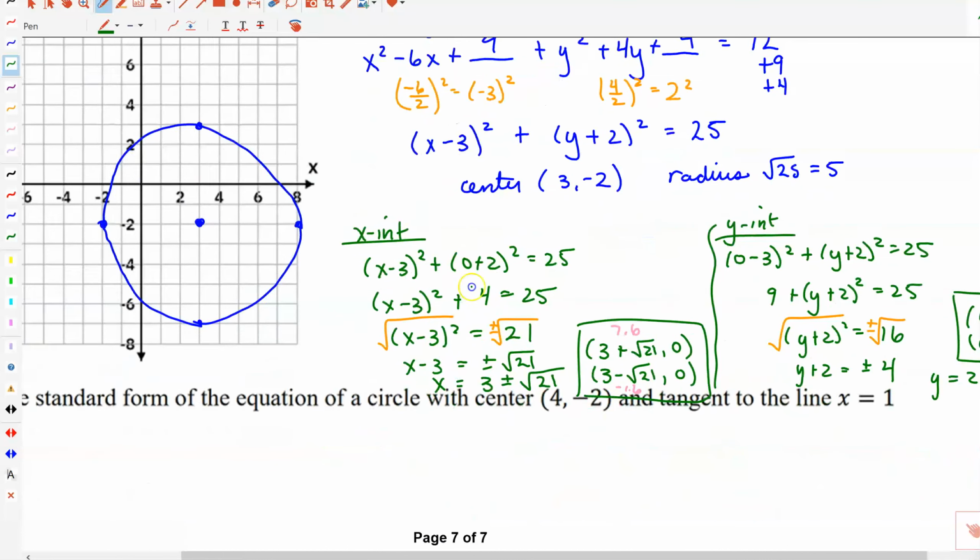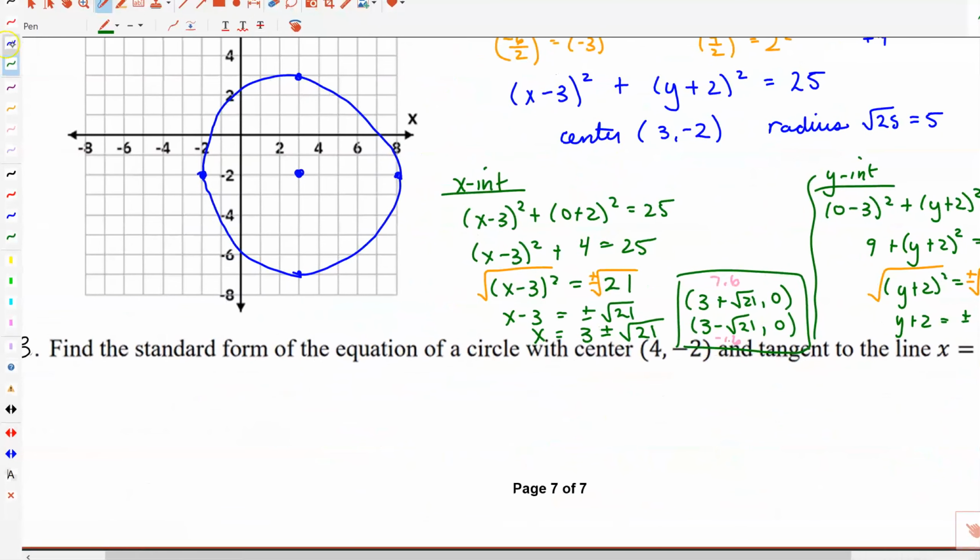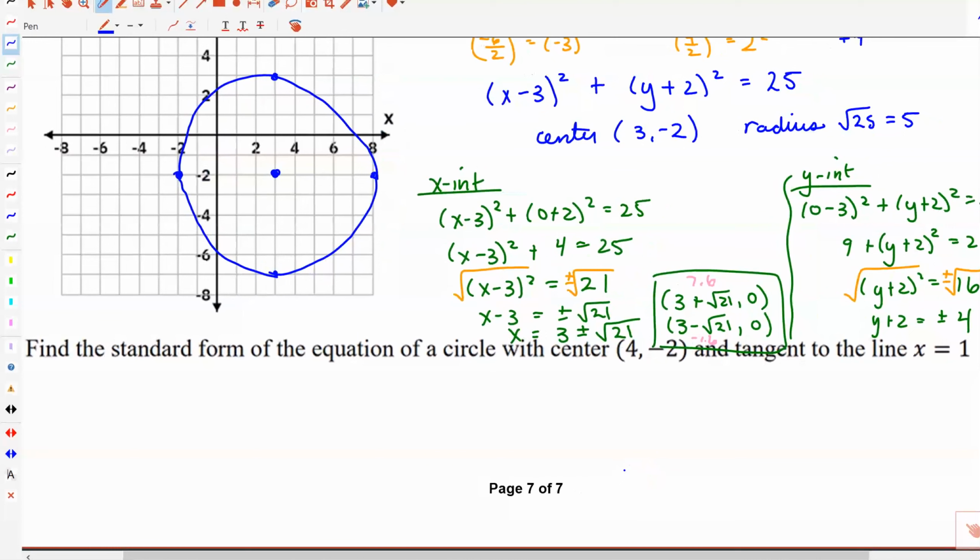Alright, so for the last problem we're going to look at circles. This one is asking us to find the standard form of the equation of a circle with center (4, negative 2) and tangent to the line x equals 1. Now, you don't have to graph, but it helps to graph this to get a visual idea of what's going on here. So I'm just going to put down a little graph. So 4, negative 2. There would be my center.